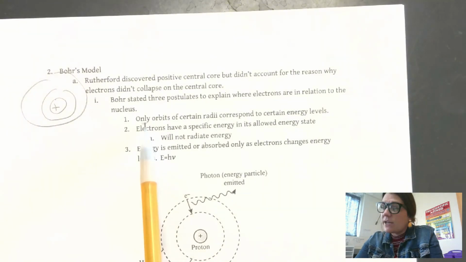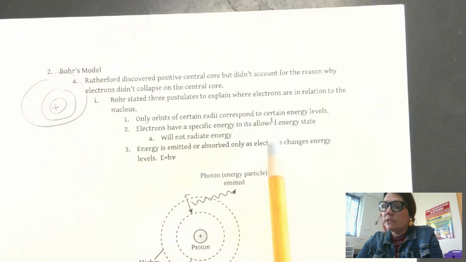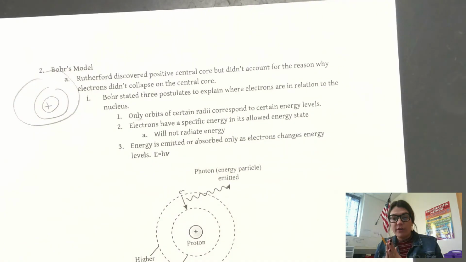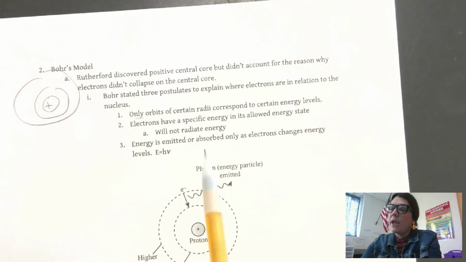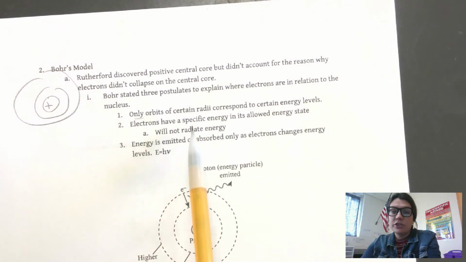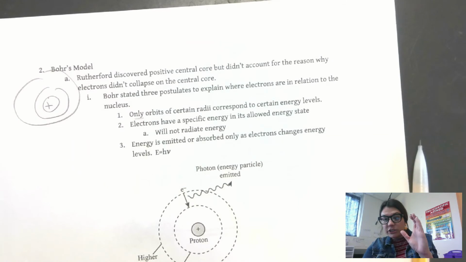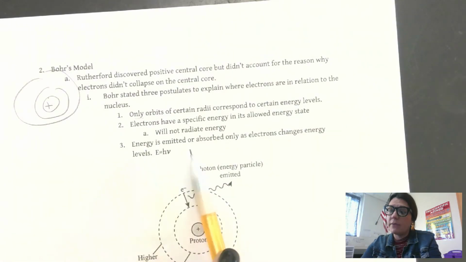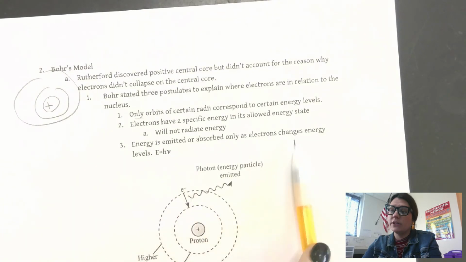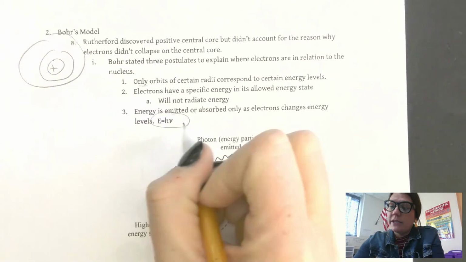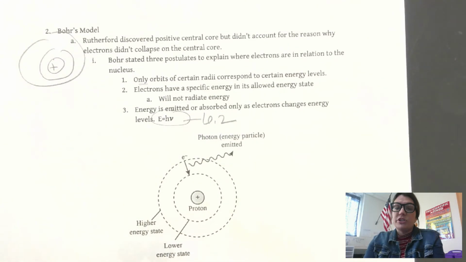He said only orbits of certain radii correspond to certain energy levels. Okay, so if you're close to the nucleus, you have a certain energy, and as you move away from the nucleus, you have a different energy level. He said electrons have a specific energy in an allowed energy state, meaning if it's in an energy level, it can only have that amount of energy. And then he said that energy is emitted or absorbed only as electrons change energy levels, which brings us back to what we talked about in section 6.2, which is the photon.